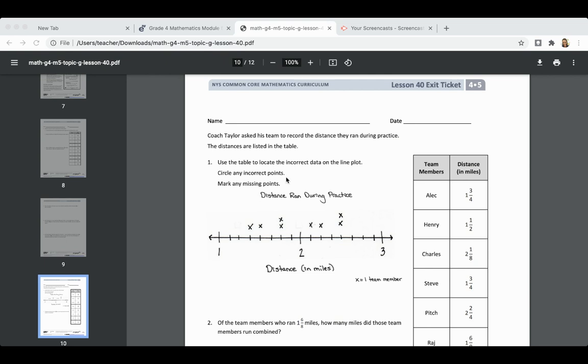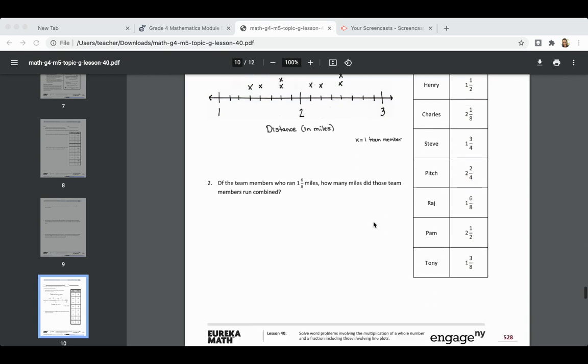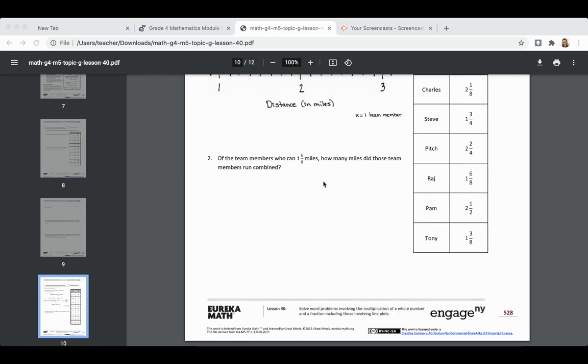Circle any incorrect points. So you're going to look over here, and anything that is incorrect, so for example, there's an X and there should not be an X, you're going to circle it. If there's any missing information, so let's say one of these is missing, you're going to put an X where it belongs. So circle any incorrect points, mark any missing points, meaning you're going to put the X's where they go. And then you will answer the question of the team members who ran 1 6/8 mile, how many miles did those team members run combined?